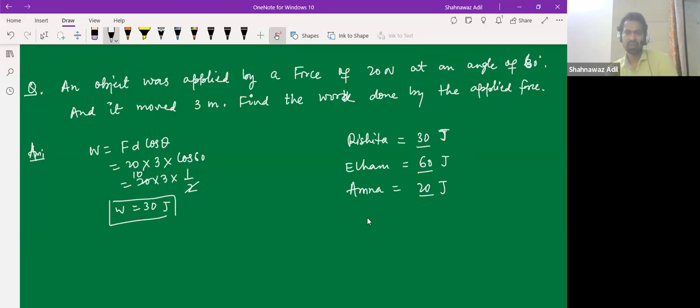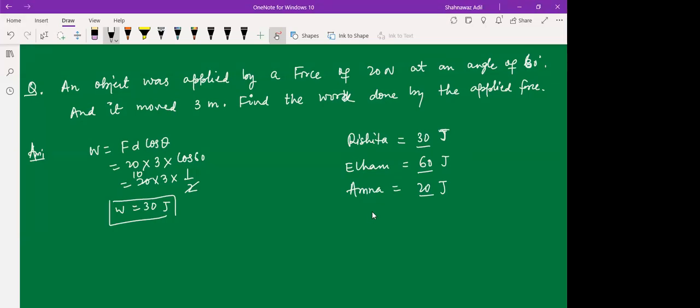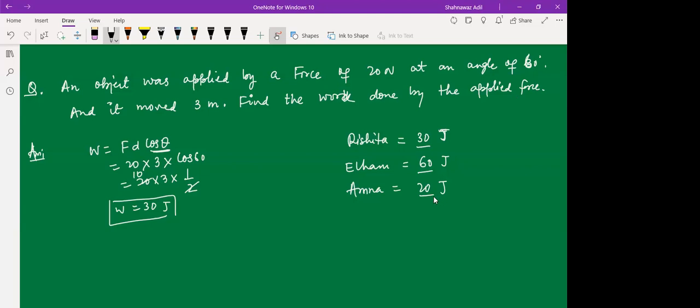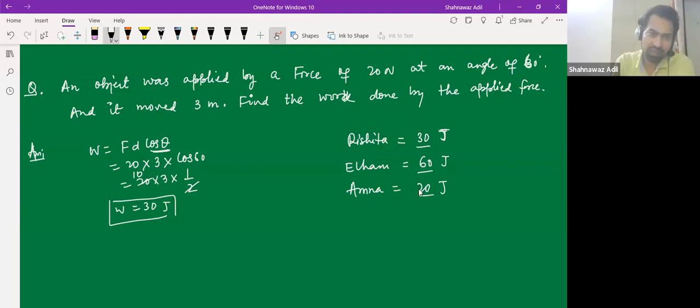How did you guys get all these 60 and 20? Sir, I forgot cos 60. Yeah, so this is not correct, right? Because this is not 0 degree. If theta would have been 0, yeah. Okay, understood everyone?